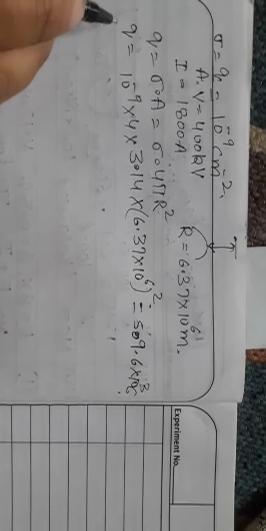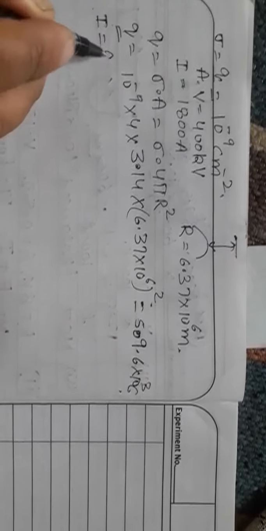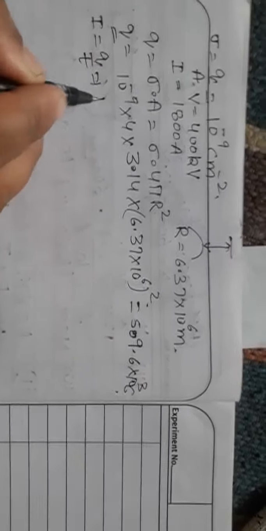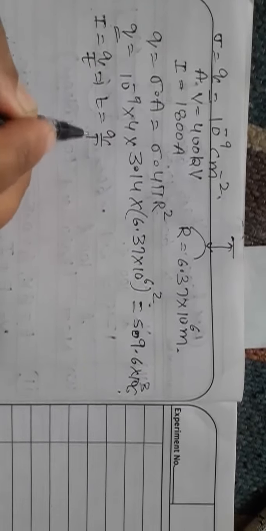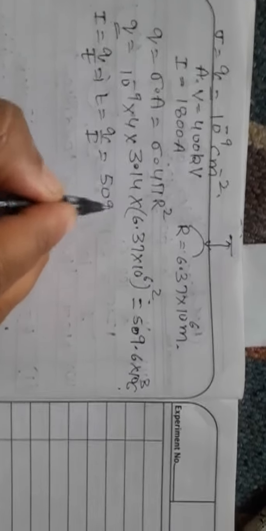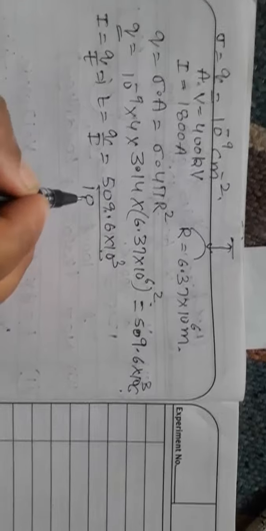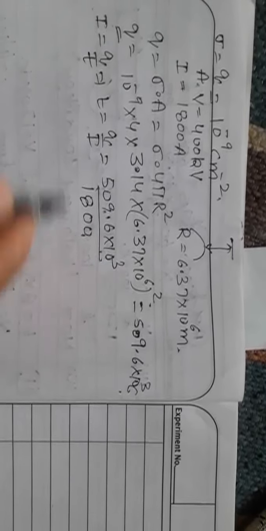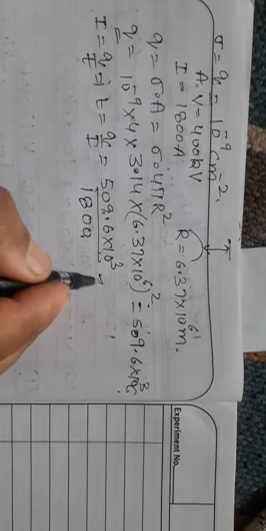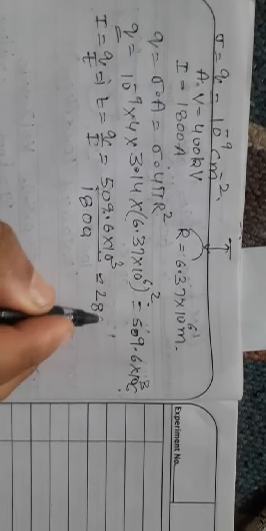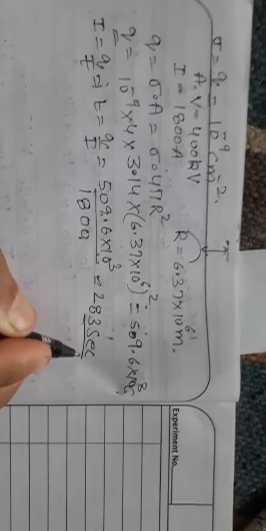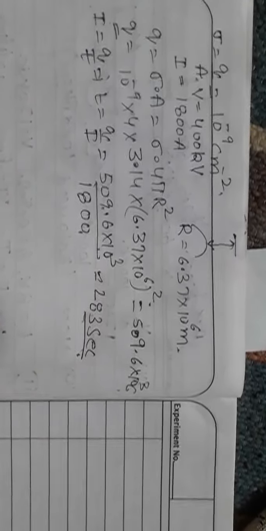So now we know that current is charge by time. So the time it will take to neutralize is charge by current. The charge we calculated is 509.6 10 to the power 3, and what was the current given? 1800. Again you solve the calculation, approximately it comes out to be 283 seconds. After solving you will get this result.